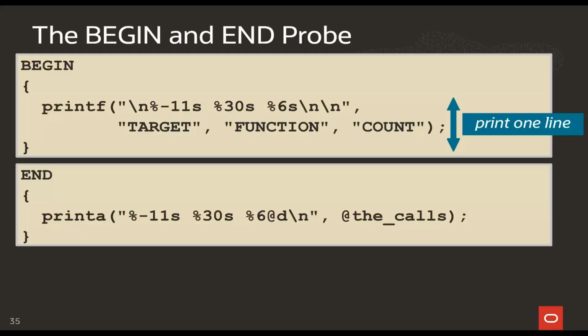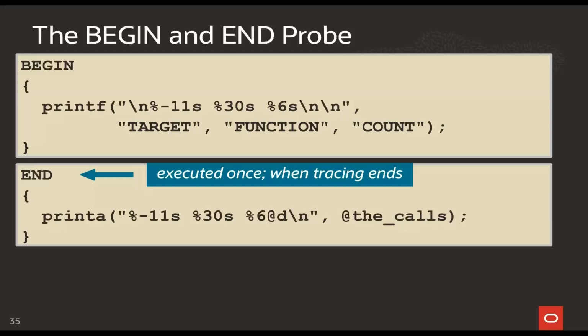The END probe is a little bit more complicated. And again, aggregations are automatically printed. I would not have to do this, but I want to show you how I can customize the output. The END probe is executed when the tracing ends. So that's the last thing that you do. By then, all the information should be available.